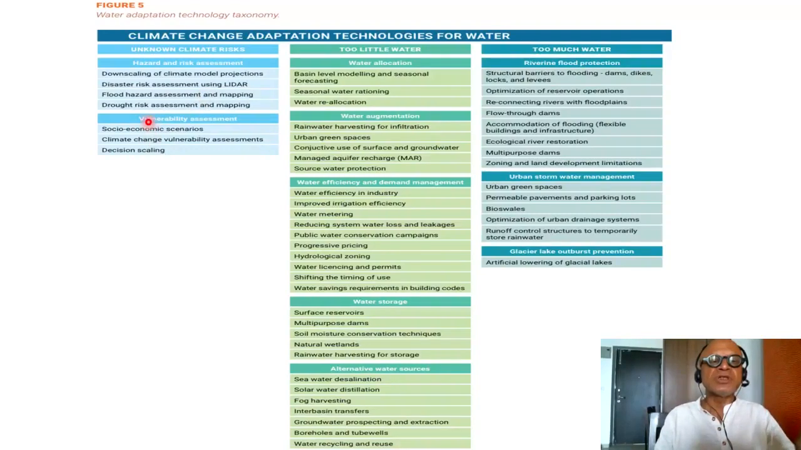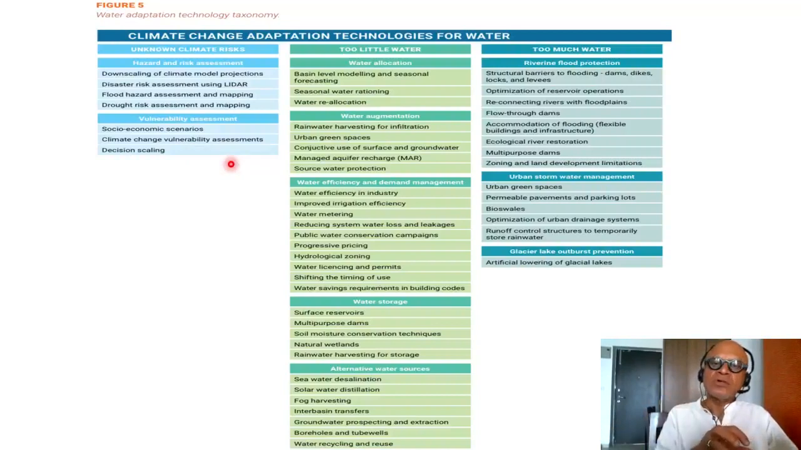Hazard and risk assessment should include downscaling of climate model projections, disaster risk assessment using LiDAR, like radar, but light detection and ranging. Flood hazard assessment and mapping, drought risk assessment and mapping. Sounds very simple, but data are needed at granularity to map them properly. Vulnerability assessment, of course, socioeconomic scenarios, as we said, for the future. Shared socioeconomic pathways of different levels of radiative forcing are used to do these. Climate change vulnerability assessments and decision scaling.